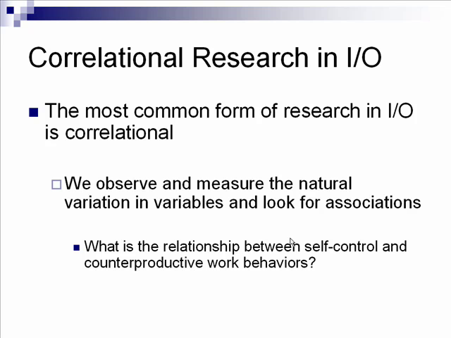Correlational research is the most important, I shouldn't say the most important, but it is probably the most common form of research that we IO psychologists use in the field. And basically what we're doing with correlational research is that we are observing and measuring natural variation in variables and looking for associations. So basically what we're doing is we're trying to look at the relationship between variables. So for example, in my own dissertation, what I did was I looked at the relationship between self-control and counterproductive work behaviors.